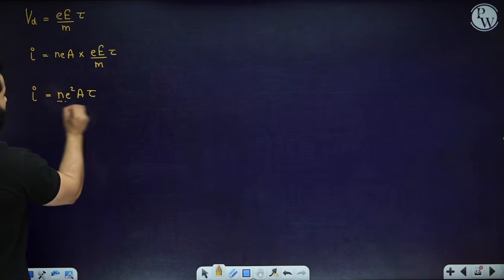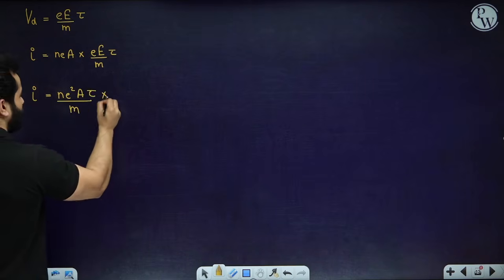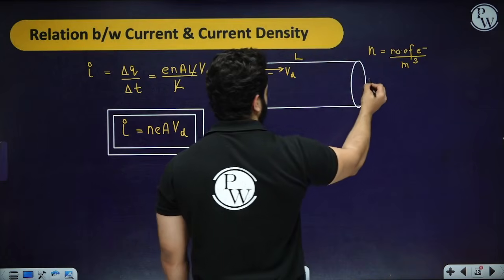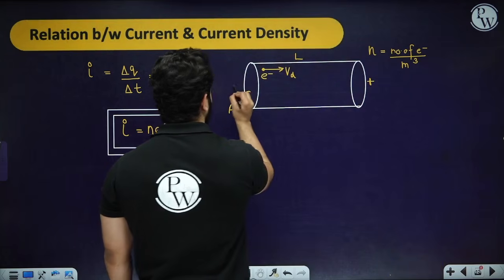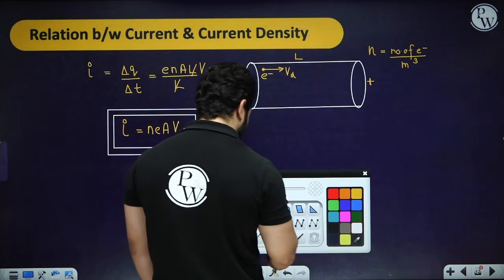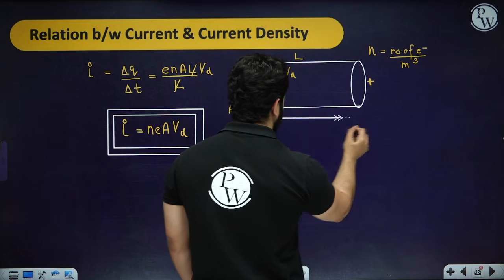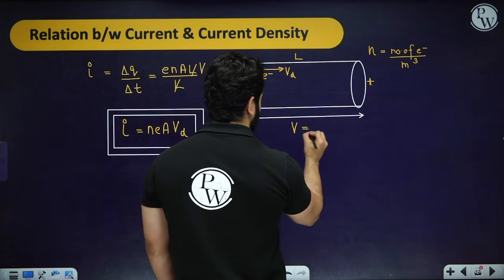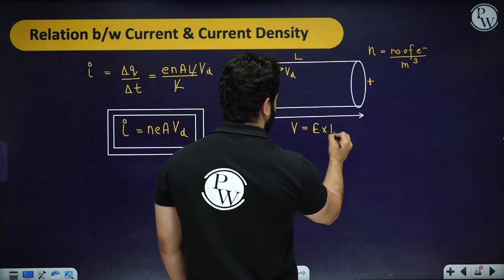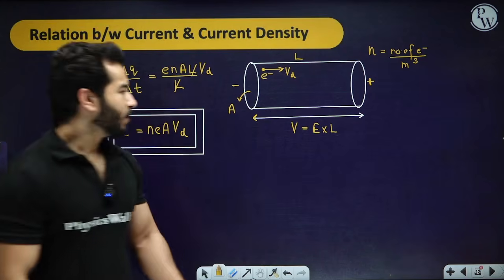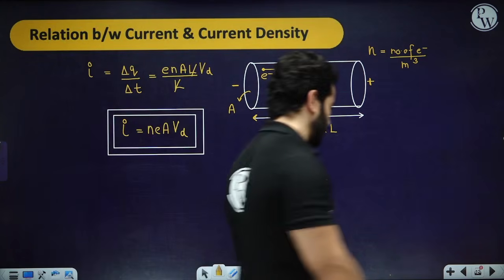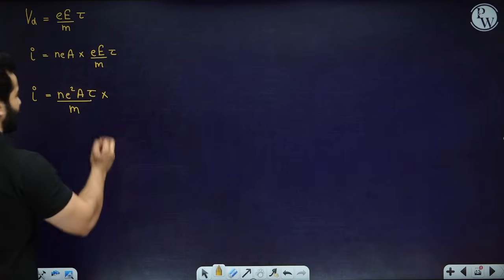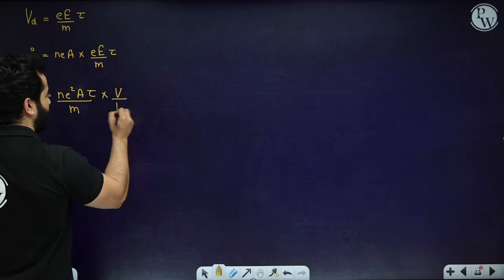And instead of electric field, if the electron is moving in this direction, this would be positive potential, this would be negative potential. So the potential difference between these two points can be written as E into L, isn't it? Because I am assuming that the electric field is uniform. So E into L, so that means E can be written as V by L. So this thing can be written as V by L.